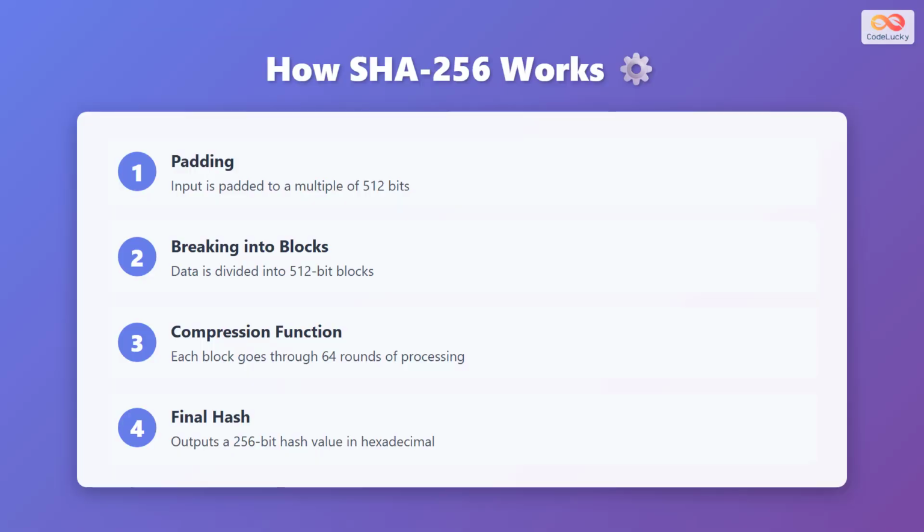SHA-256 processes data through four main steps. First, the input is padded to ensure its length is a multiple of 512 bits. Second, this padded data is broken into 512-bit blocks. Third, each block goes through a compression function consisting of 64 rounds of complex mathematical operations involving bitwise operations, modular addition, and logical functions. Finally, after all blocks are processed, the algorithm outputs a 256-bit hash value in hexadecimal format. This multi-step process, with numerous rounds of computation, makes the algorithm extremely secure and virtually impossible to reverse.